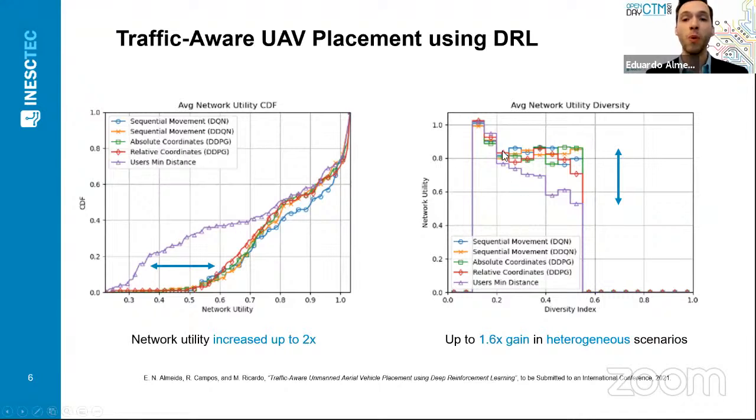We can see that on the homogeneous scenarios, all solutions are pretty much equivalent because there's not much you can do to improve the network performance. On the heterogeneous scenarios, our solution achieves much better results than the baseline, almost up to 1.6 times more network utility than the baseline.